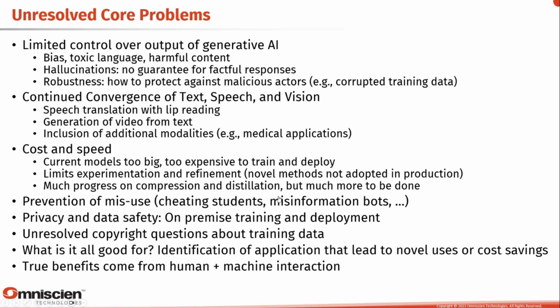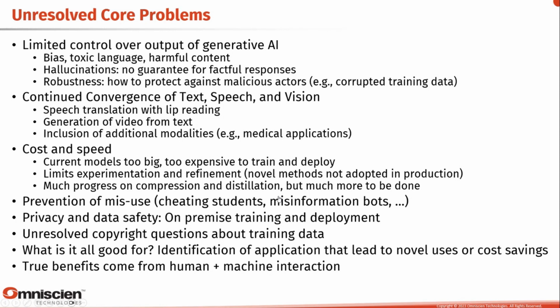Hallucinations is a big problem. There's no guarantee that the responses you get from something like ChatGPT are correct. And in my own experience, if I ask it coding questions, 80% of the time it's correct, 20% it's the wrong response. There's also the challenge of robustness. You can't really protect it well against malicious actors. If you think these models are all trained on web crawl data, why don't I just set a website up with corrupting training data? It's going to get crawled, it's going to be incorporated, and it's part of everybody's model.